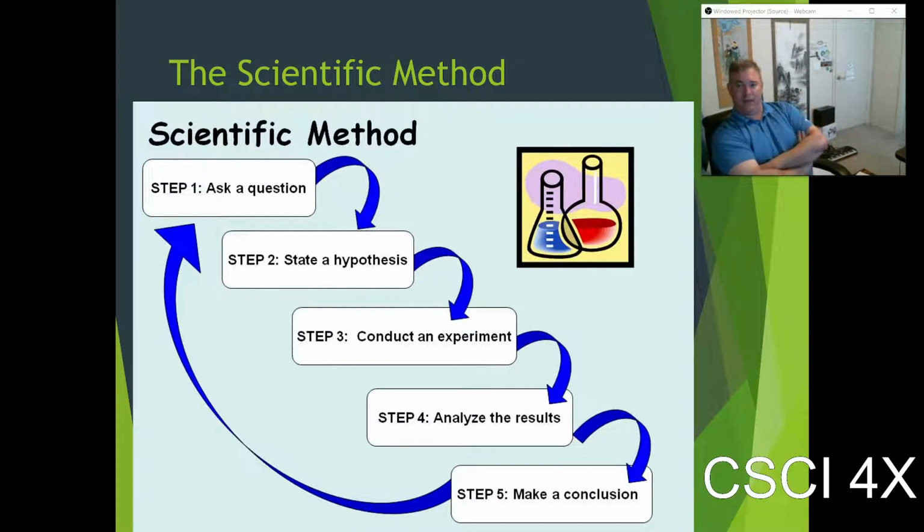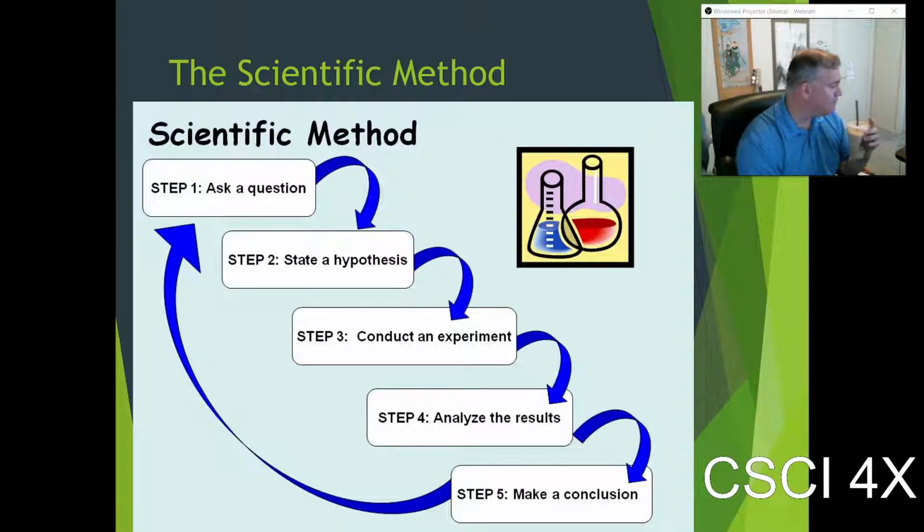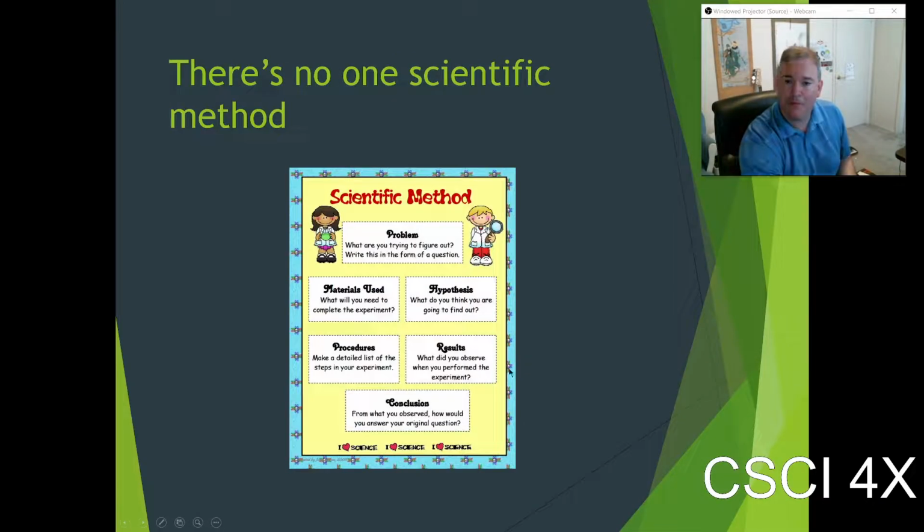We've all seen the scientific method before, right? Show of hands in chat. How many people here have seen the scientific method? Ask a question, state a hypothesis, conduct an experiment, analyze results, make a conclusion. You've seen this before. Good. Thumbs up. Yes. Cool, cool, cool. All right.